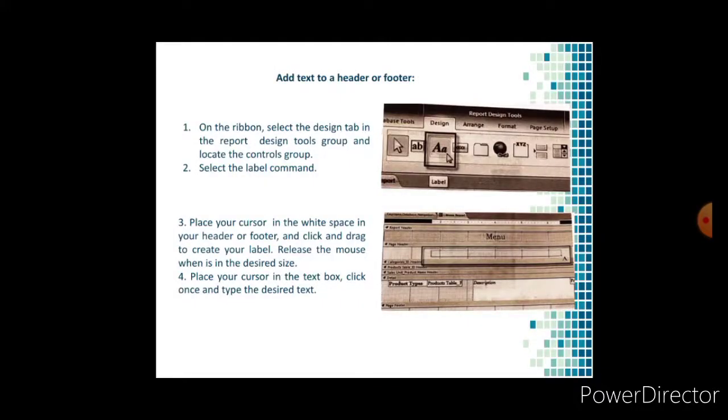Add text to the header or footer. On the ribbon, select the Design tab under Report Design Tools and locate the Controls group. Select the Label command. Place your cursor in the white space in your header or footer and click and drag to create your label. Release the mouse when it is the desired size. Place your cursor in the text box, click once, and type the desired text.